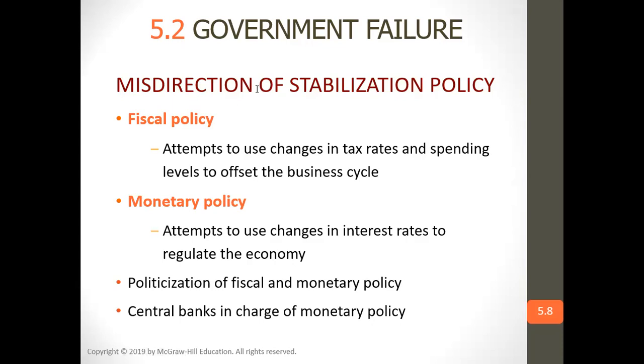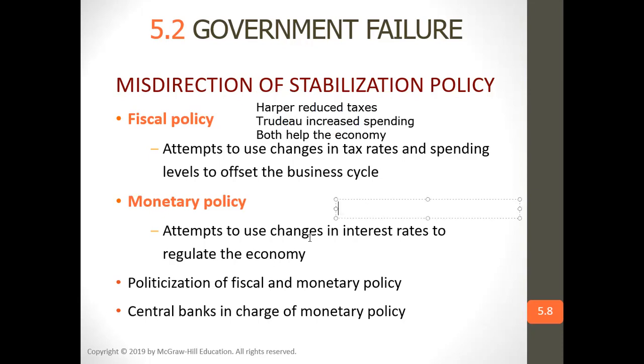So in that case, say Harper reduced taxes, Trudeau increased spending, and both help the economy. And then monetary policy attempts to use changes in interest rates to regulate the economy. So lowering the interest rate and increasing the money supply. Those are ways to help the economy. So you can do all that to help the economy.